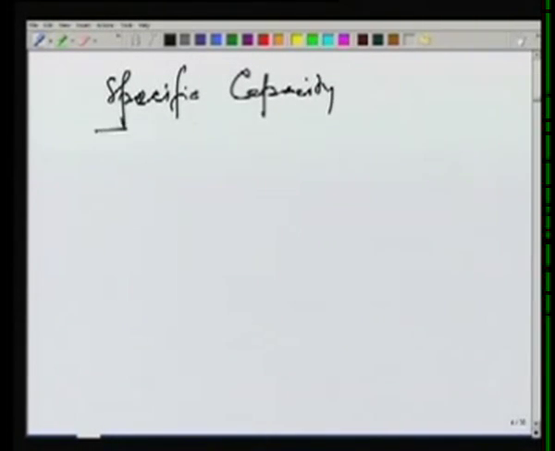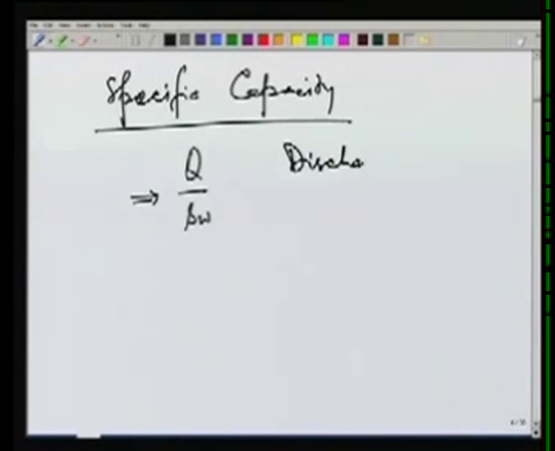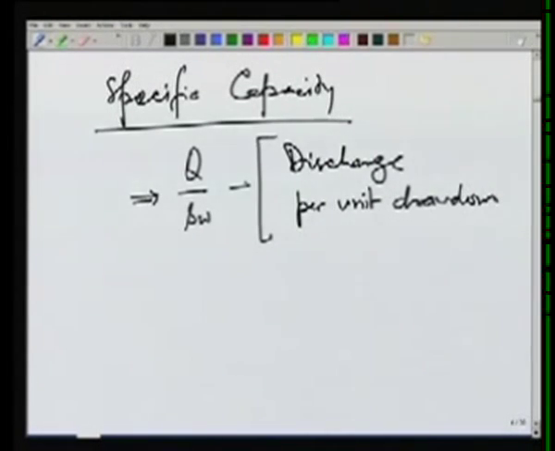The other concept which is related to the well loss is known as the specific capacity. And specific capacity is defined as the discharge per unit drawdown. So naturally we want large discharge and small drawdown, so specific capacity of a well should be high so that it's efficient.